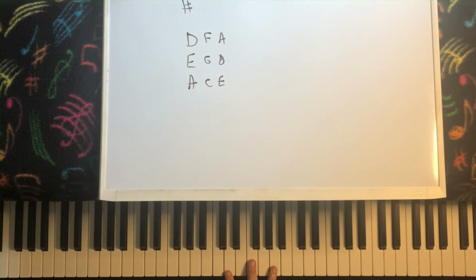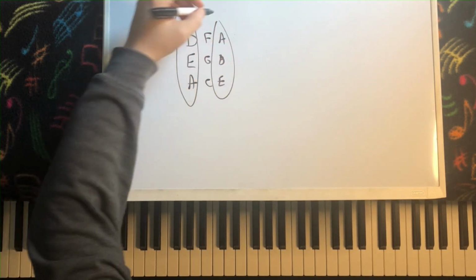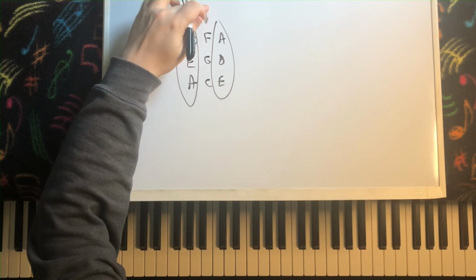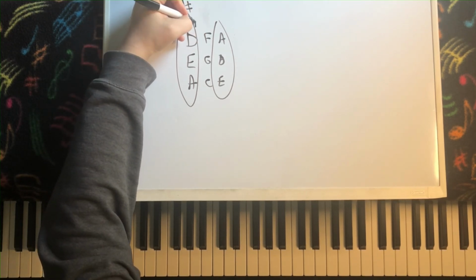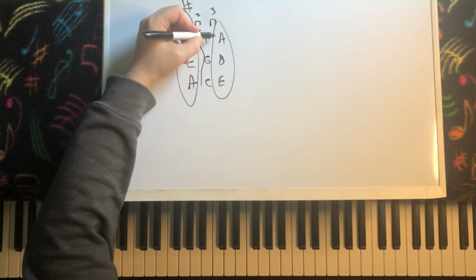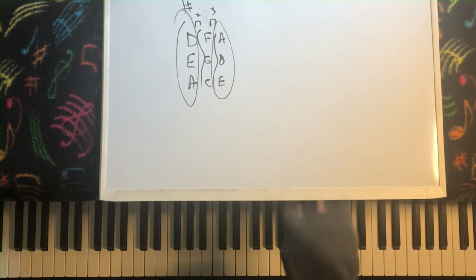So DFA is minor, EGB is minor, ACE is minor, right? So by remembering all these major chords, you get all your minor chords for free if you just kind of remember how that middle note moves. So the shell, your outer notes are always the same. It's what's going on with these that kind of changes things, right? So in this case, when I flatted them all, now we're in 2-3 territory for everything. And they're all minor chords because all minor chords go 2-3.